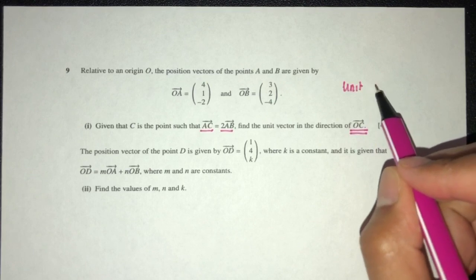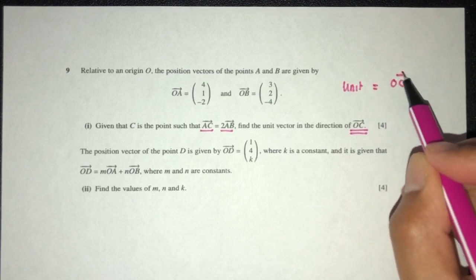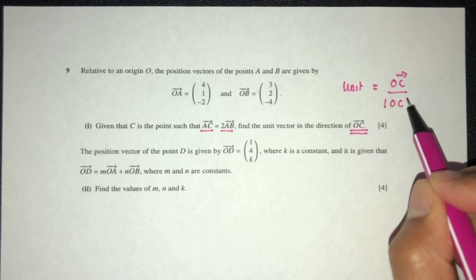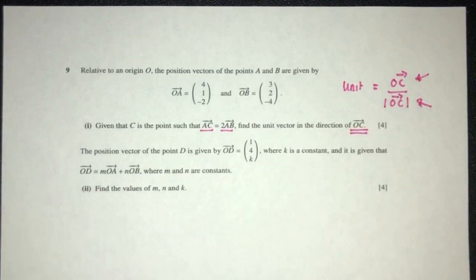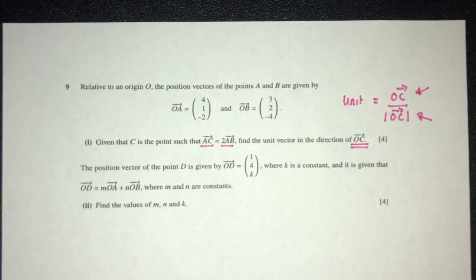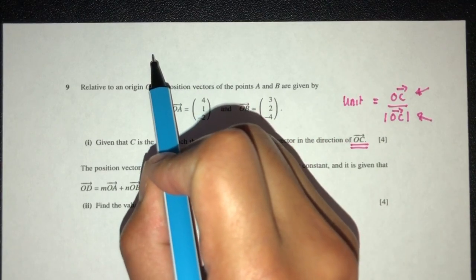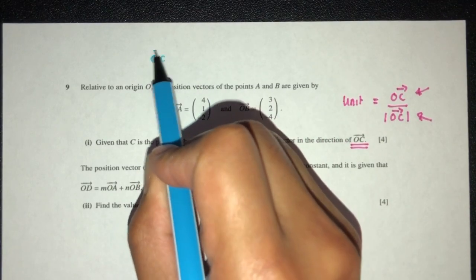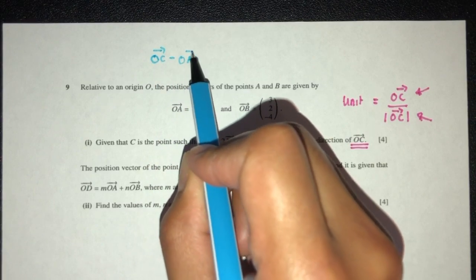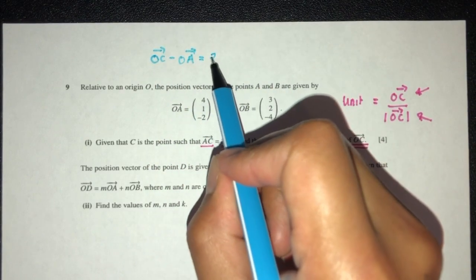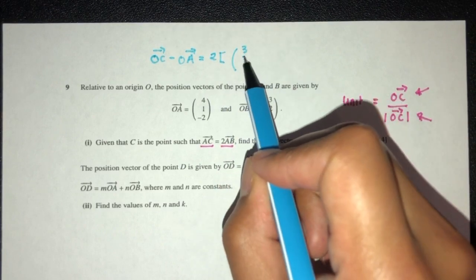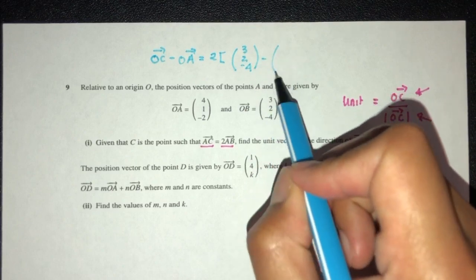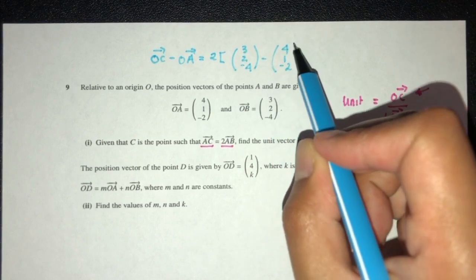Unit vector in direction of OC will be OC itself divided by its magnitude. Now we have to first find OC and then find its magnitude. So one by one, of course, we have to use the given information. Here we have AC. How would you find AC? AC, by definition, is OC minus OA, equal to 2 times AB. Now what is AB? AB is simply OB, (3, 2, -4), minus OA. That will be (4, 1, -2).